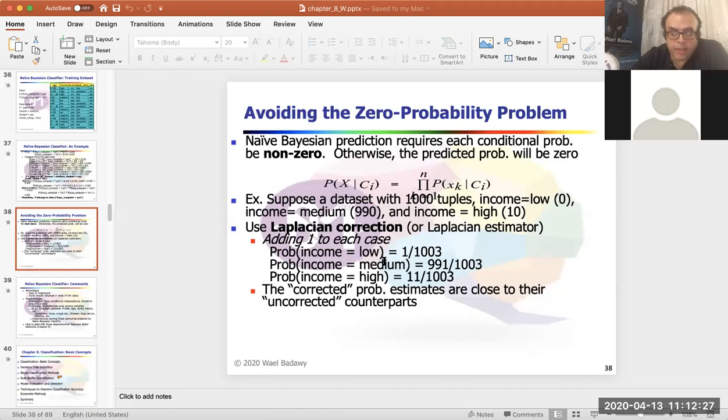By adding one to each case, if there are 1,000 students, we will basically have 1,003. Suppose the data set has 1,000 tuples, where low income is zero, medium is 990, and high income is 10. The total is 1,000, but low income has zero. So you add one to each class, which basically increases the population by 3.